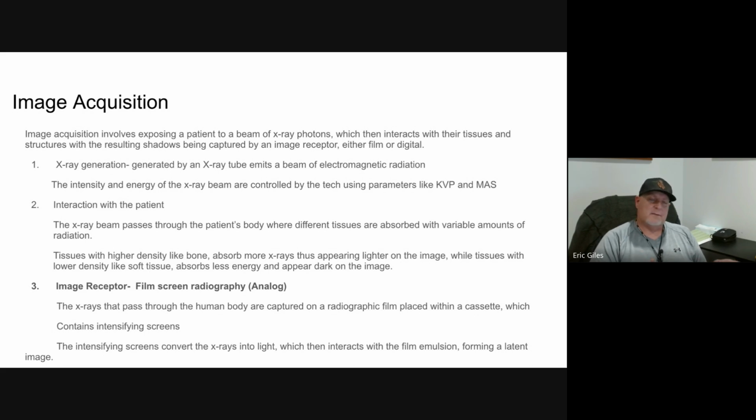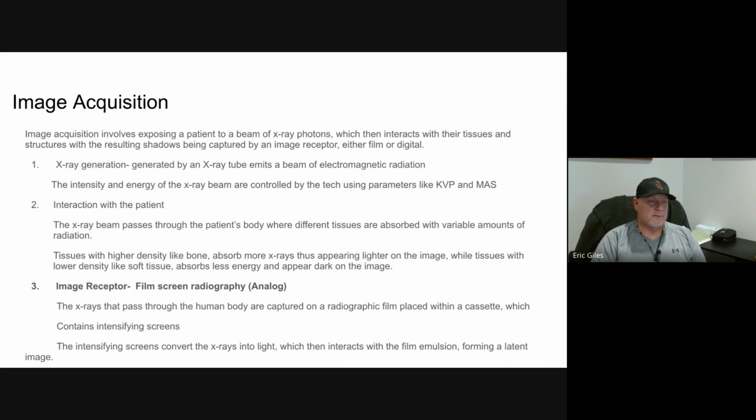And we don't do this in our clinics. We're completely digital, but you need to know kind of how the film works in old X-ray, because there may be questions about it. But yeah, the cassette that the film goes in actually has intensifying screens. The intensifying screens convert X-rays into light, which then interacts with the film emulsion, and it forms a latent image.